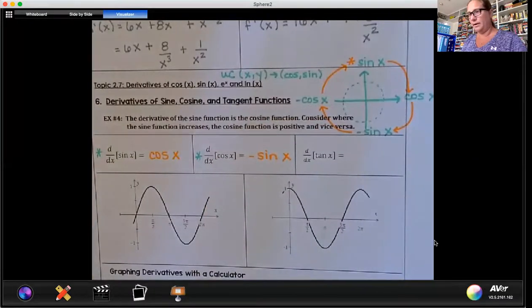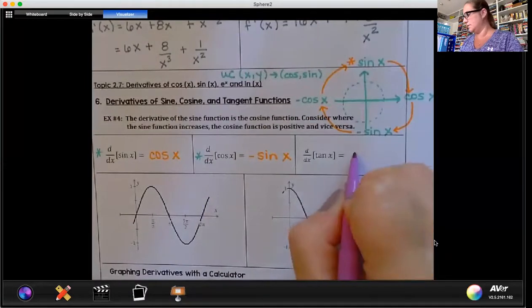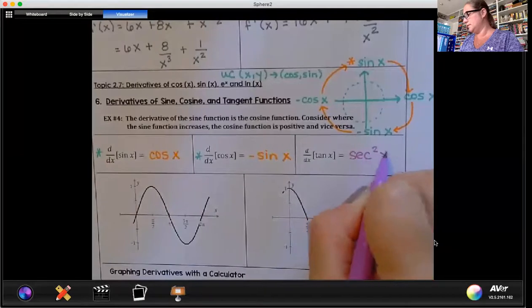And one that's not part of our trig circle, and another one you will need to remember, is the derivative of tangent, which is secant squared x.